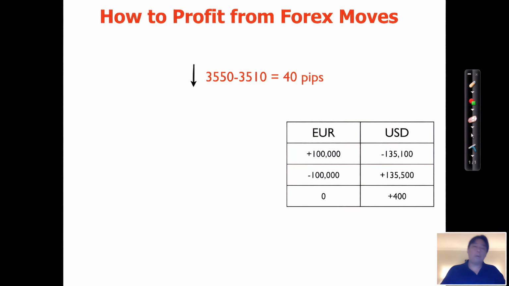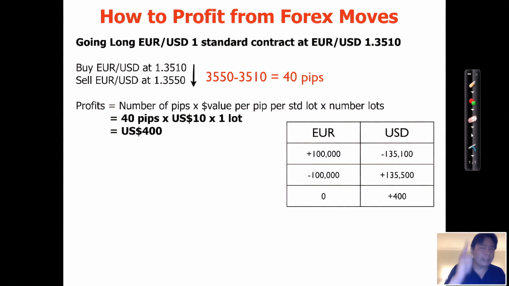Okay, so let me explain the same thing in a linear form. Some people like to think linear. So again, I go long on Euro USD, one standard lot at 3510. I buy Euro USD at 3510 and sell it at 3550. So the difference is 40 pips. The profit is the number of pips times the dollar value per pip times the number of lots. So we've got 40 pips times 10 bucks times one lot, that's $400.